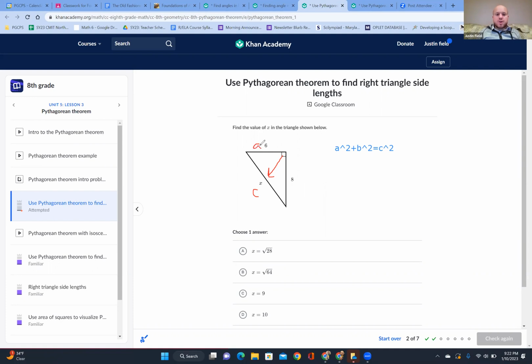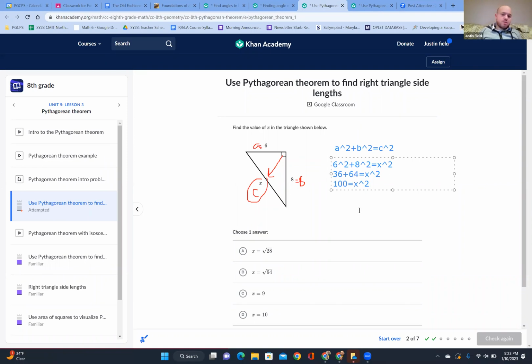I usually like to make the horizontal side A and the vertical side B, but sometimes the triangle is not even vertical or horizontal, so it really doesn't matter. Just as long as C is your hypotenuse, that matters. So we label and then we substitute. 6 is going in for A, 8 is going in for B, and x is going in for C. Square those numbers. 36 plus 64 equals x squared. Add our numbers together. 100 equals x squared.